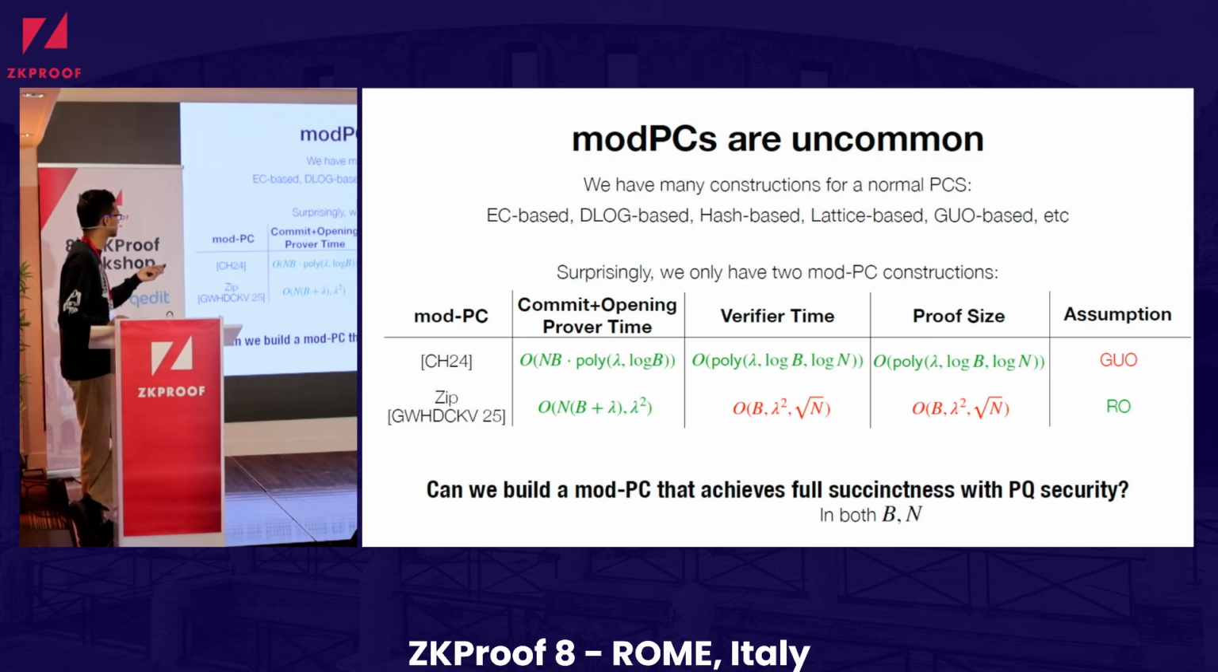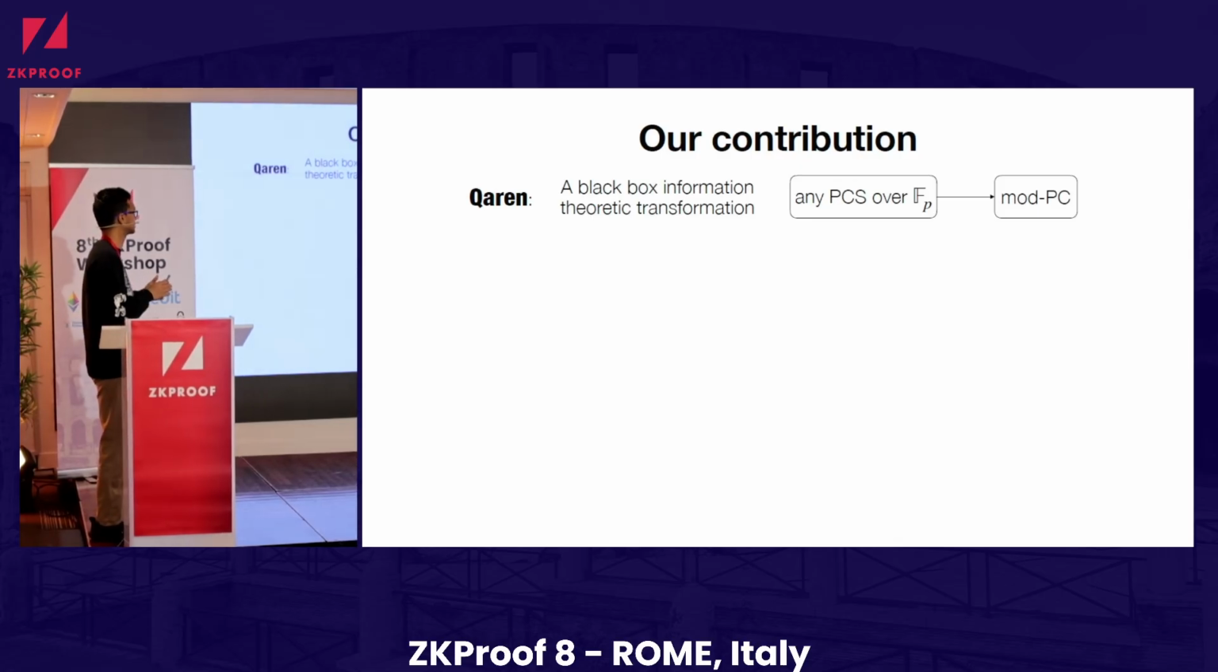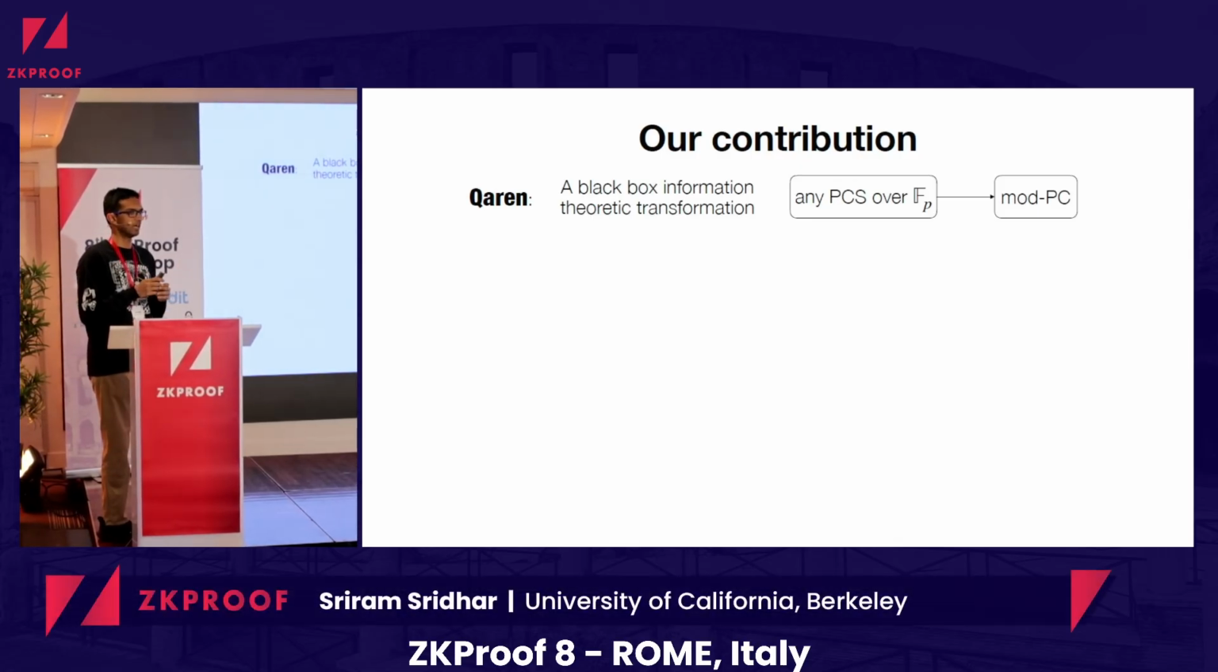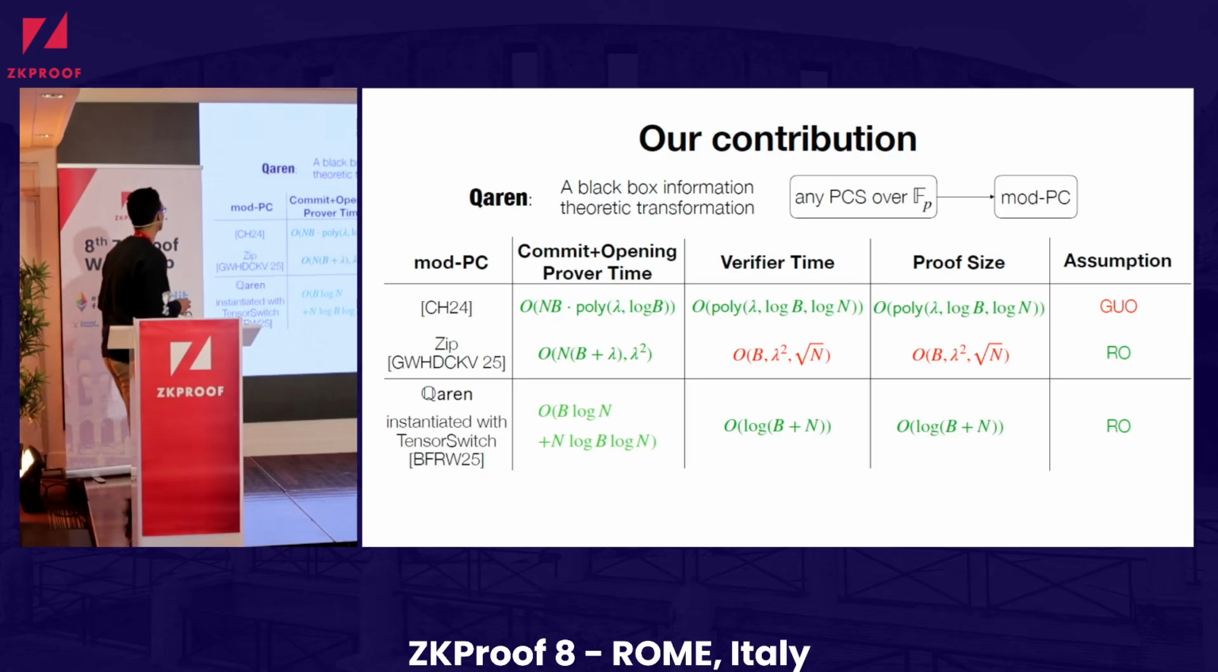And we dive into this a lot more. What we show is we build this thing called Karen, which is a transformation that says, give me any PCS, your favorite PCS, I don't care which one it is, and I'm going to build a mod PCS from it. Of course, the asymptotics at the end will depend on what your initial PCS was. But we just give one example here. I'm just adding a row here. Everything's green, as we would expect. All of these are also transparent proof systems, so none of these require trusted setup.